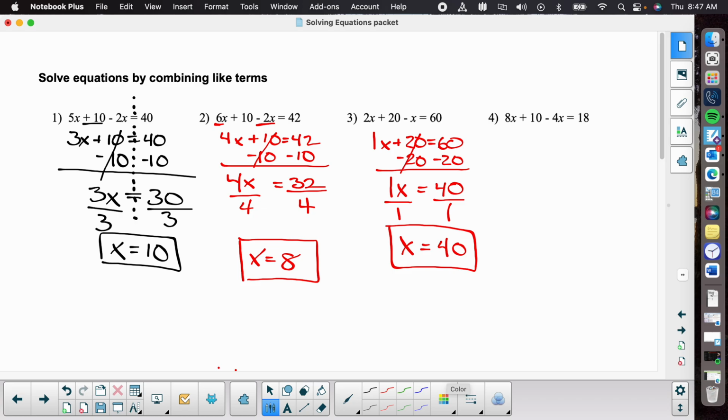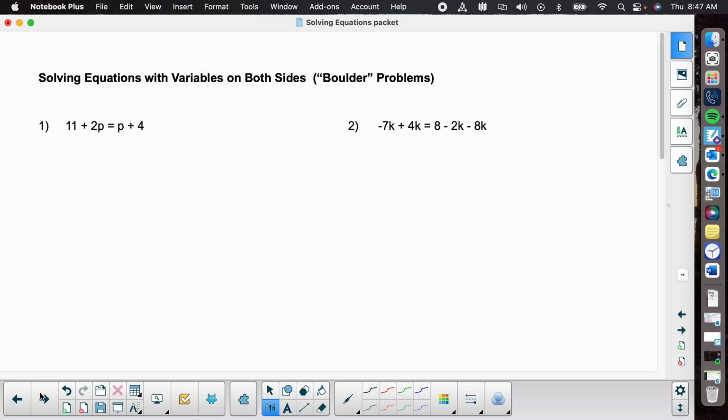Okay, let's go to the next page, which is, I've never heard the term boulder problems. I know Mr. Caponegri wrote this page, he calls them boulder problems. These are problems that have letters on both sides. Okay?